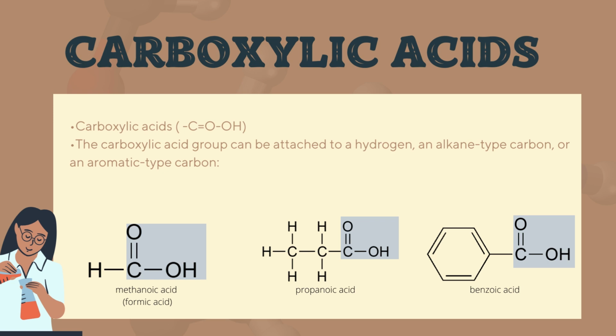Then we have ethanoic acid, the common name for which is acetic acid. This contains two carbon atoms, and it's mostly found in vinegars. Then methanoic acid is mostly found in insect stings. When an insect stings us, that's when we get methanoic acid.